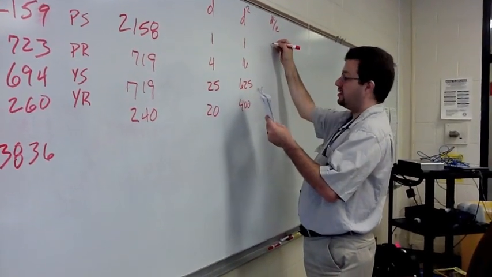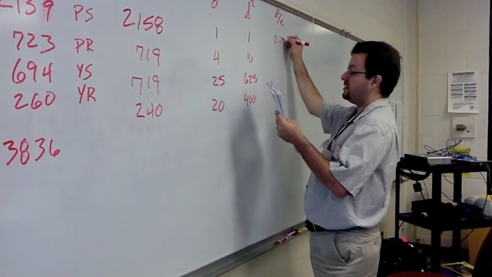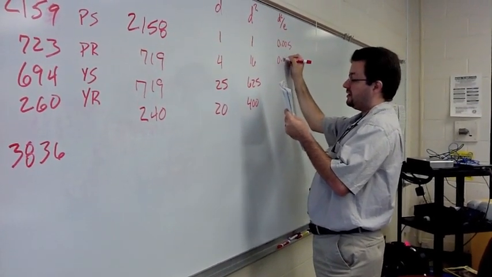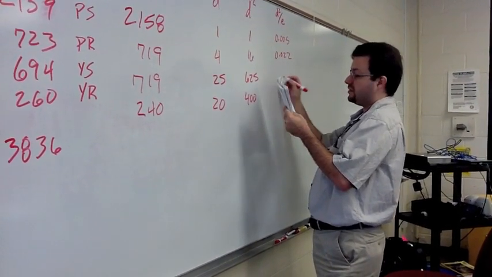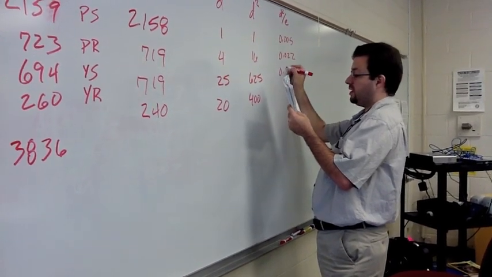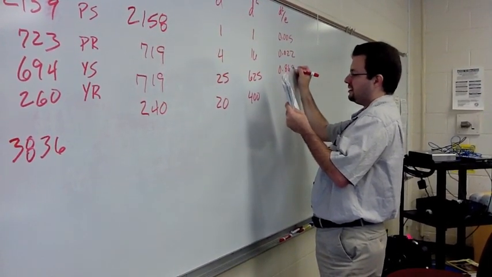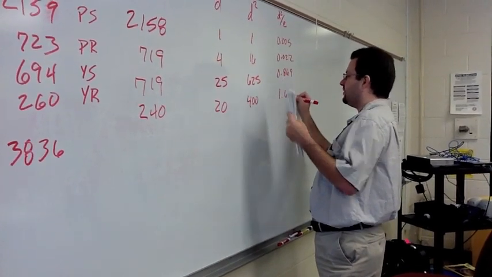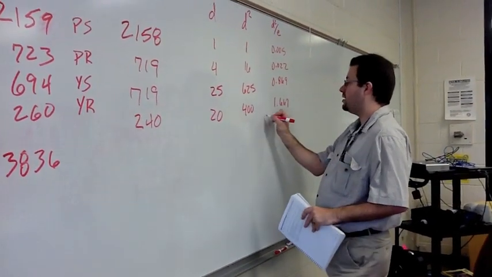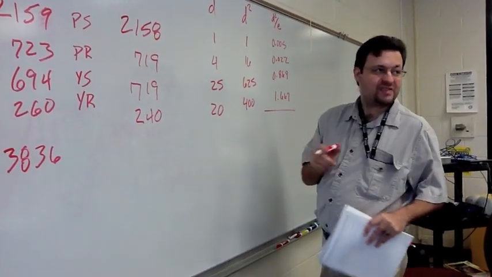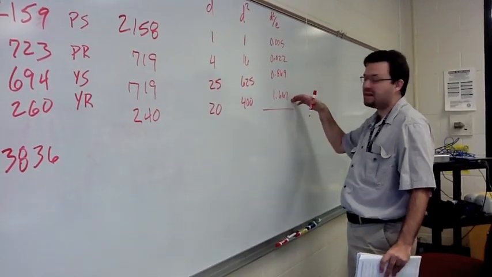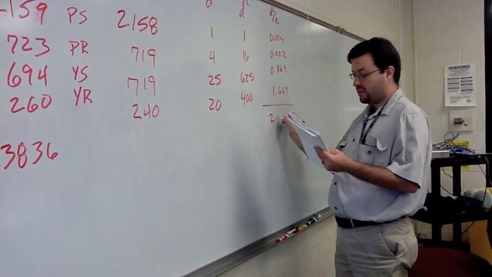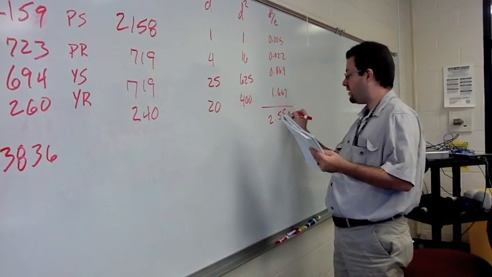So on this one, you get 0.005, 0.022, 0.869, and 1.667. Okay? Now for your chi-square number, you take all of these numbers and just add them together. And then that ends up as 2.559.